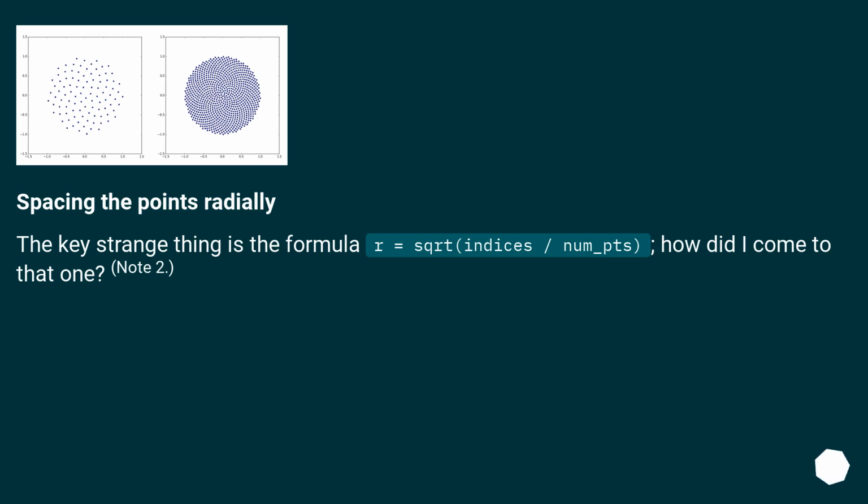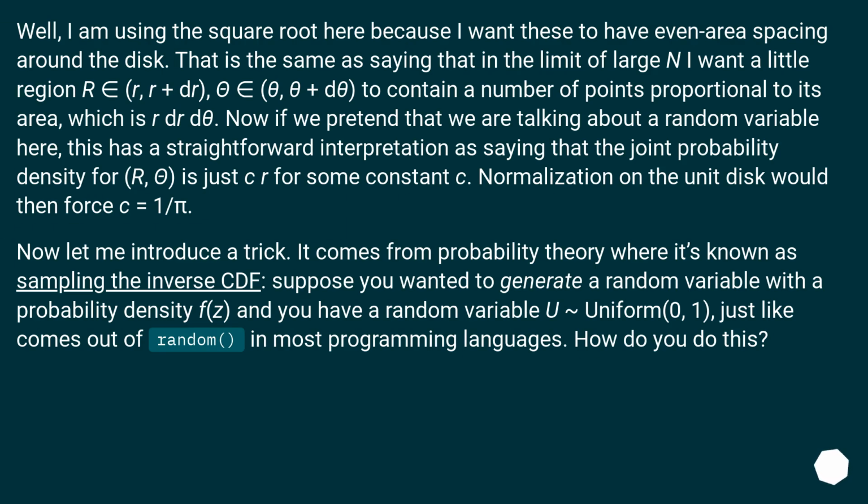Spacing the points radially. The key strange thing is the formula R equals sqrt(indices / num_pts). How did I come to that one? Note 2. Well, I am using the square root here because I want these to have even area spacing around the disk.